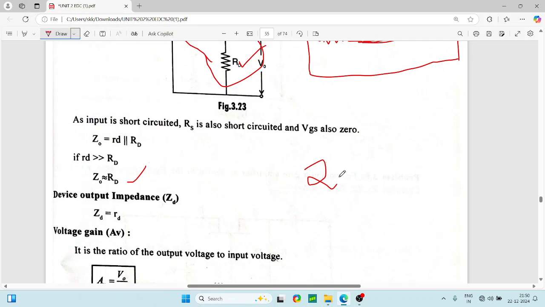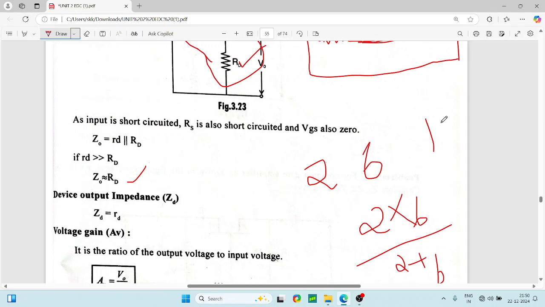Listen here, first resistor is 2, second resistor is 6. Then what is the output resistance? R1 into R2 divided by R1 plus R2. 2 into 6 is 12, 2 plus 6 is 8. Now what happened? This value will be much lower, no? That's why we are removing the highest value of resistance.